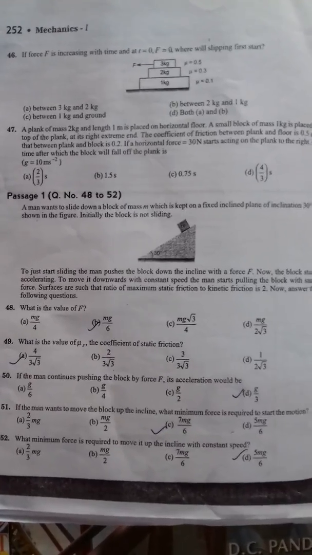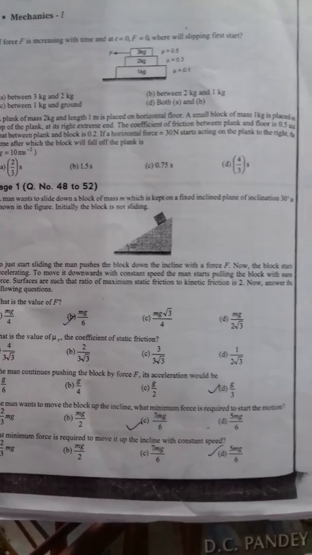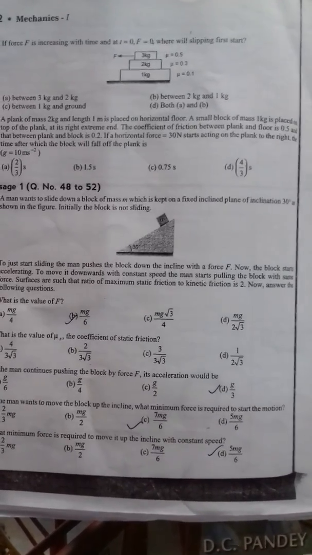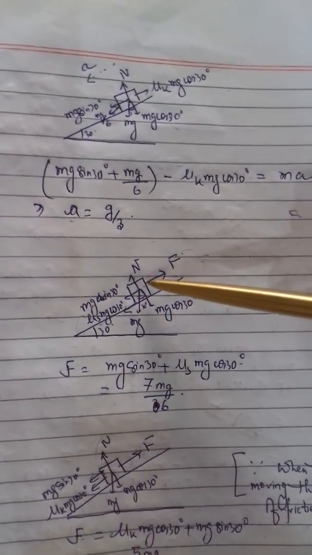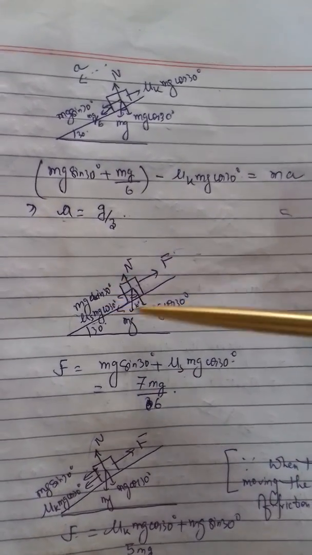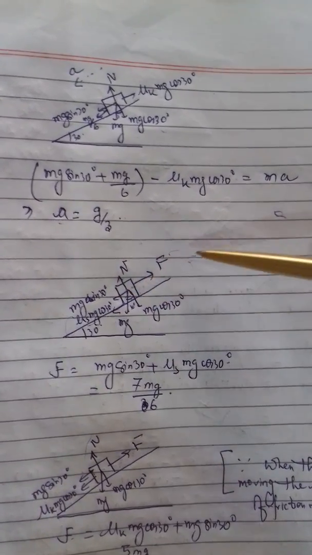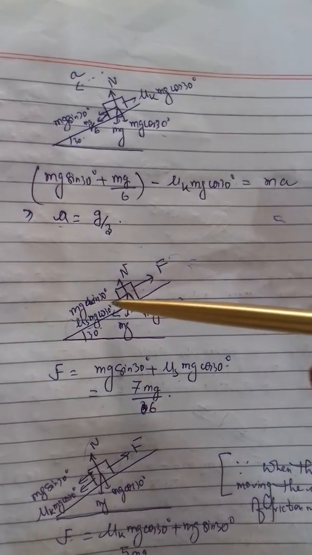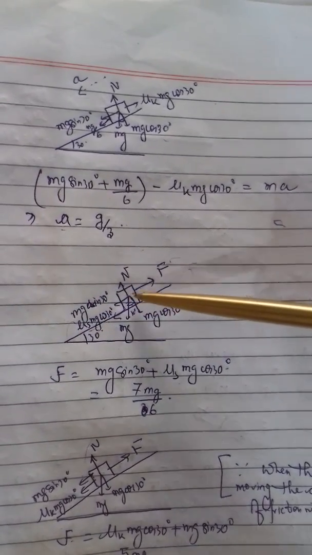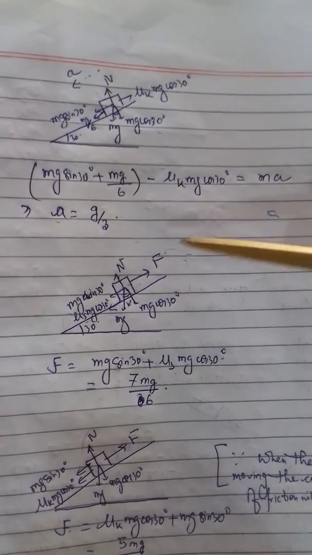Now move to 51. What is asked in 51? If the man wants to move the block up the incline, what minimum force is required to start the motion? This is similar to question number 1. Now the free body diagram will be: the man is pulling upwards, so the block has a tendency to go upwards, so the frictional force will act downward, and it will be mu s mg cos 30, because right now the body is not moving, it is tending to move.